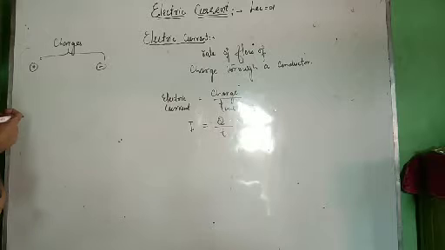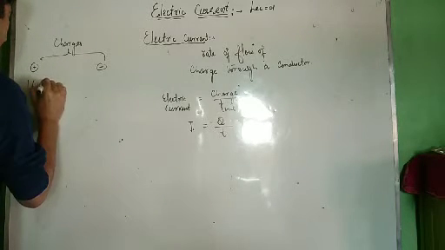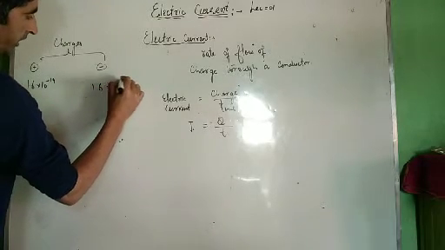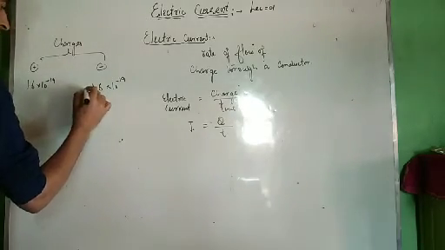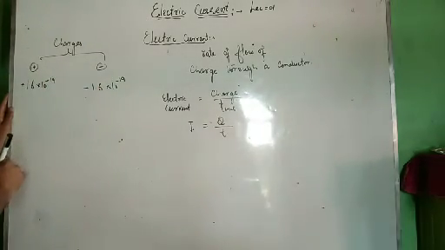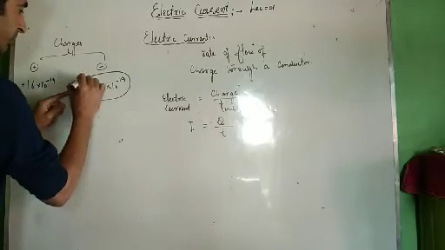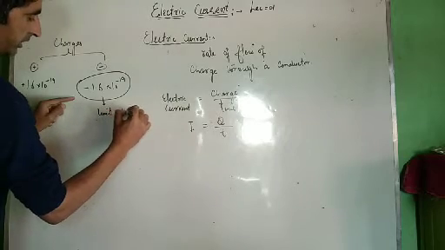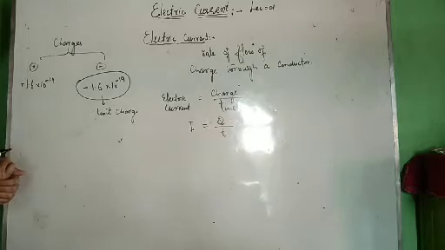Now we have positive charge and negative charge. Positive charge is equal to 1.6 into 10 raised to the power minus 19. Negative charge is equal to 1.6 into 10 raised to the power minus 19, but the sign convention is that it is taken as negative, and the proton's charge is taken as positive. This 1.6 into 10 raised to the power minus 19 is called a unit charge.